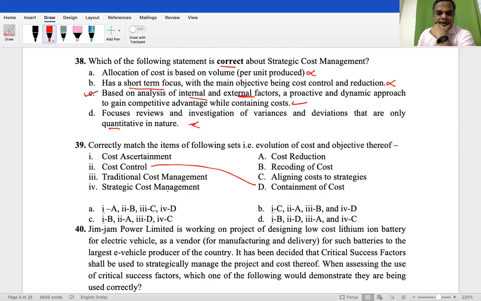Okay. Next, strategic cost management is aligning cost to strategies. Traditional costing is for cost reduction. Then cost ascertainment is recording of cost. So 1D, 2D, 3A, 4C. Am I right? Yes, option D. Good.